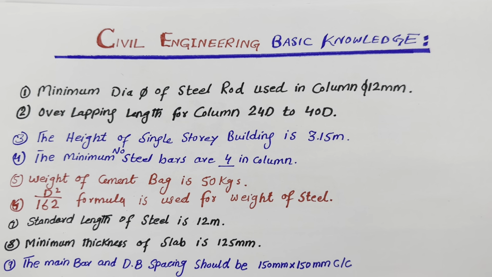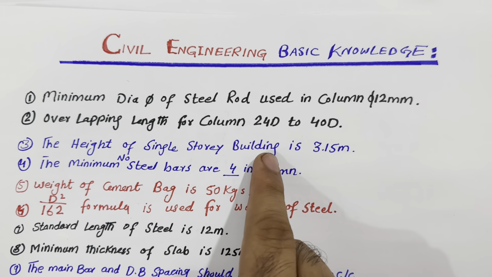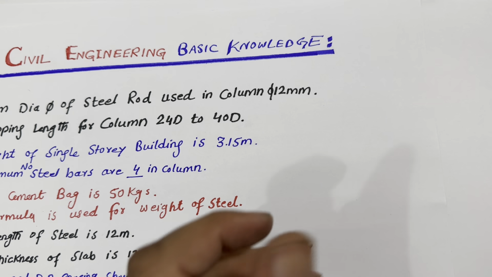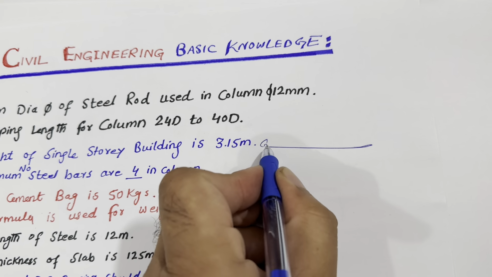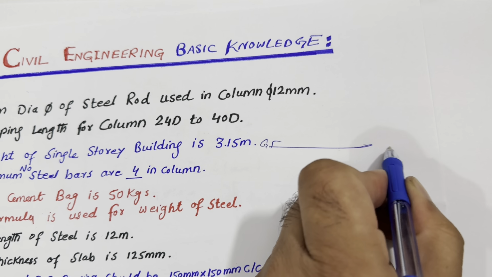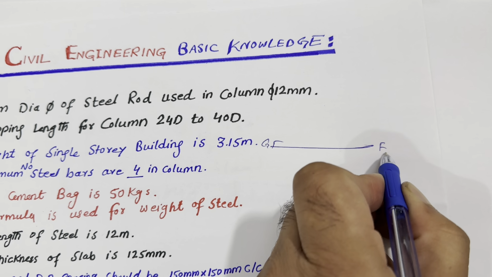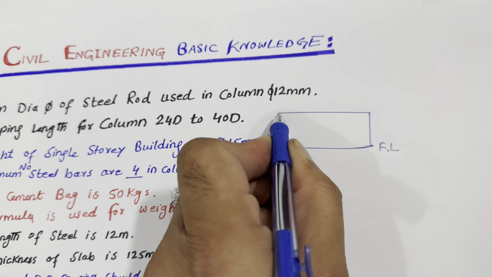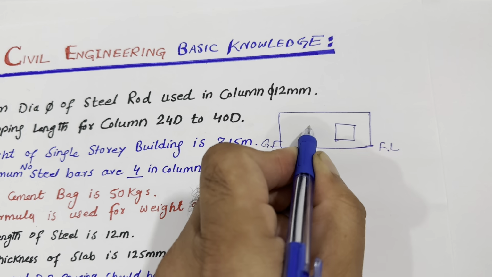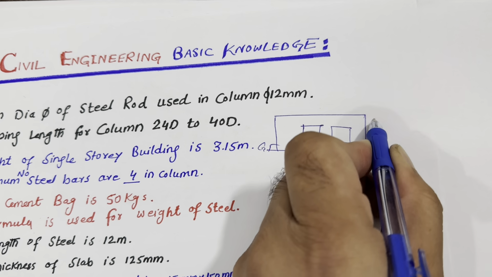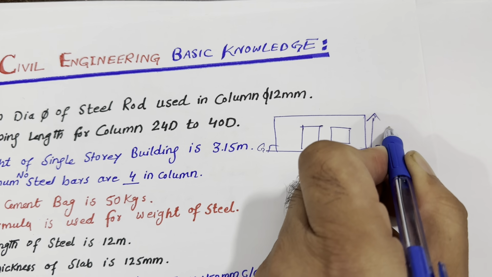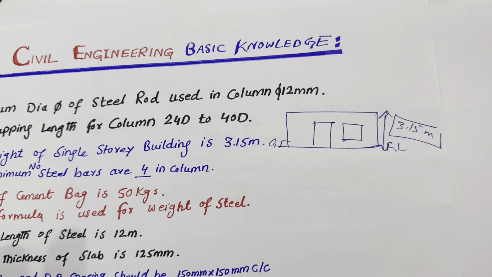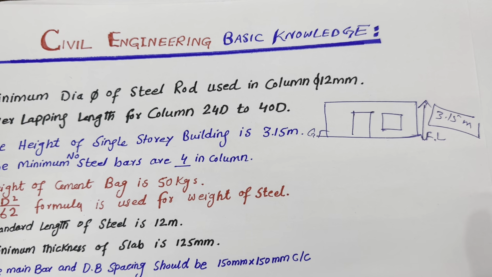Next, guys, very important for you people: the height of a single story building, which is 3.15 meter. Suppose this is the ground floor, or you can say the finished floor level, and these are the windows and this is the door. So this height, one floor height, should not be less than 3.15 meter. This is the minimum, right? The standard should not be less than this.